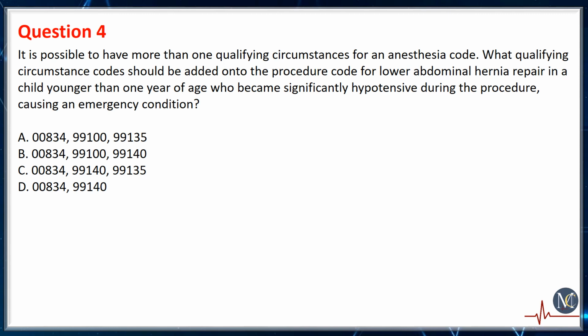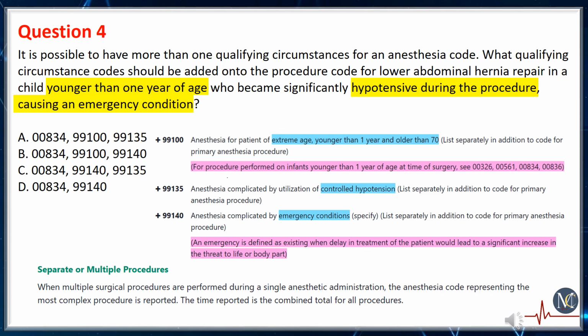Option A 00834 along with add-on codes 99100 and 99135. Option B 00834 along with add-on codes 99100 and 99140. Option C 00834 along with add-on codes 99140 and 99135. Option D 00834 along with add-on code 99140. We will eliminate the options on the basis of the correct qualifying circumstance add-on code.